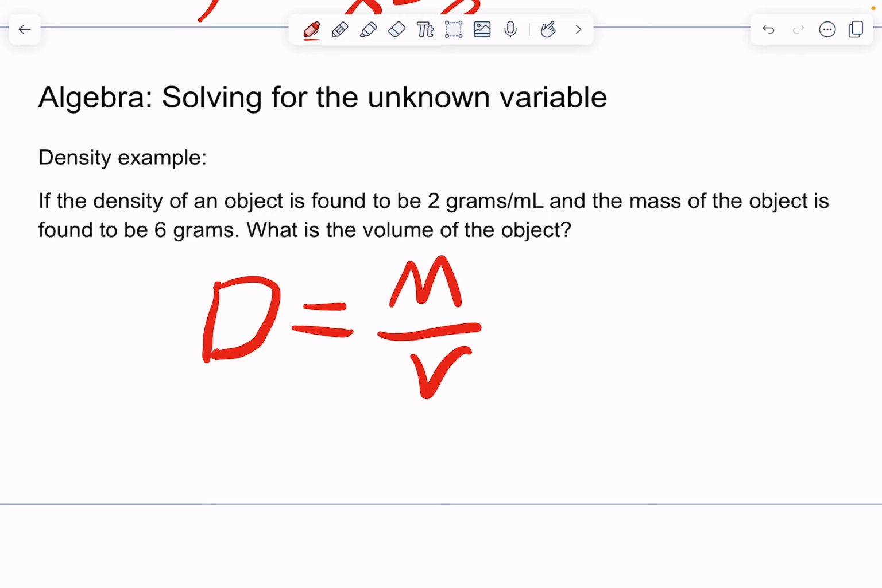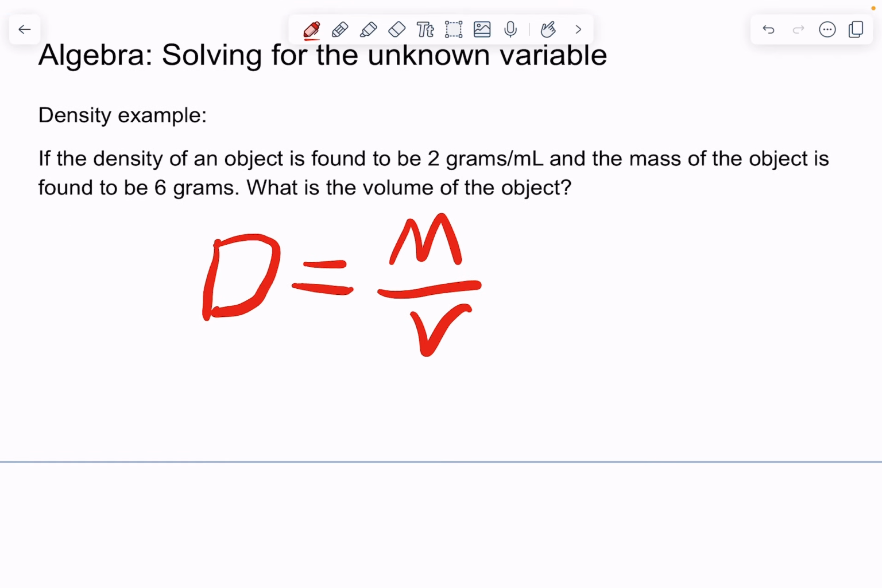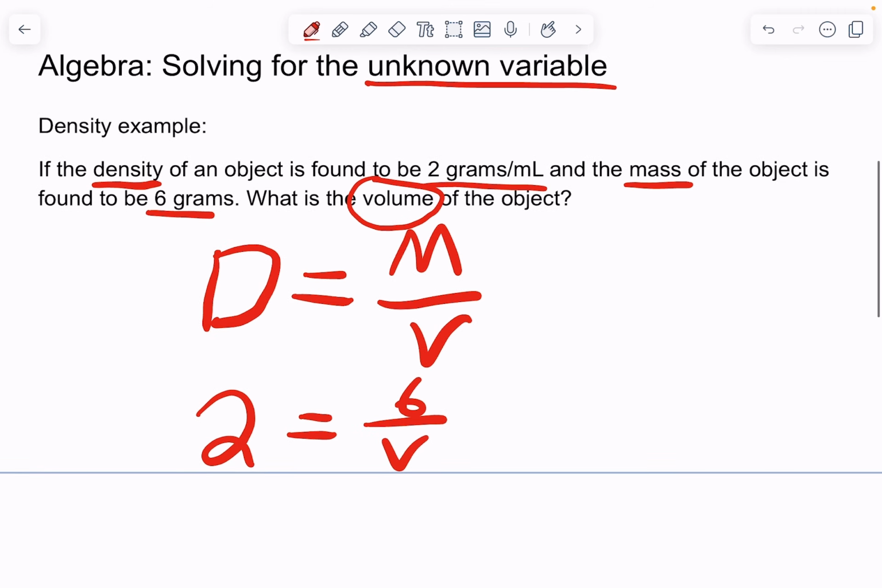This is the equation. And so the first thing I always recommend when coming to an algebraic type question, set up the equation. So we have D equals M divided by V. And the next thing I'm going to do is plug in those numbers from the question into each variable slot. So I've got a density of 2 grams per milliliter, so I'm going to put that here. And then I have 6 grams as the mass. So for the mass, I'm going to put 6. And since I don't know the volume, that's what I'm looking for. That's the unknown variable that I'm searching for. I'm going to leave that as a V.